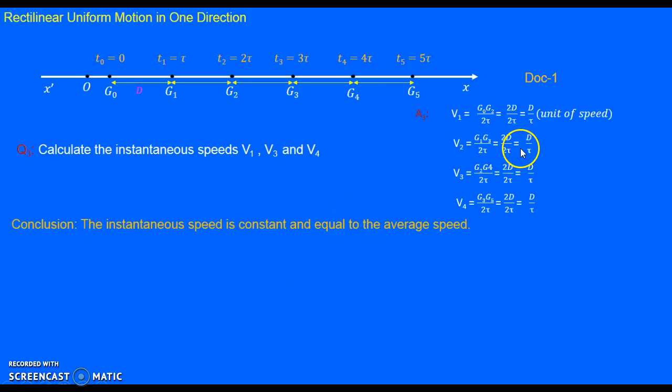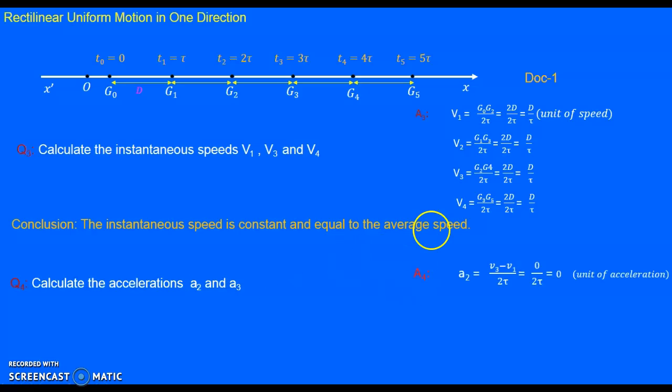The conclusion here, as you can see, is that the instantaneous speed is constant, so v1 equals v2 equals v3 equals v4, and moreover, it is equal to the average speeds that we calculated before. Now concerning the acceleration, calculate the accelerations a2 and a3. So we now have to use v3 minus v1, before and after, over 2 tau. Because they are equal to each other, v3 is equal to v1, D over tau minus D over tau is 0, so the acceleration is 0, unit of acceleration.